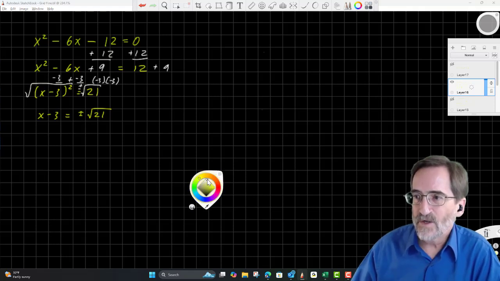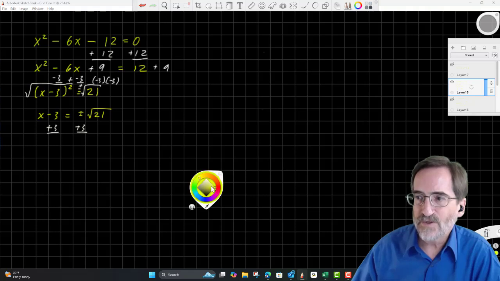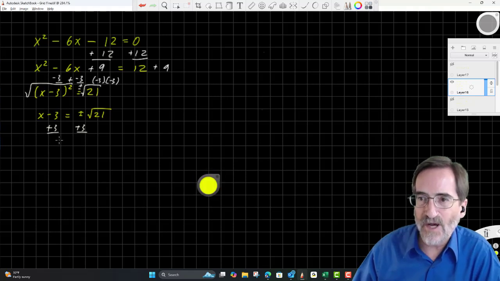But now I'm going to get rid of the minus 3 by adding 3 to both sides. Okay, 3 doesn't have a square root, doesn't have a radical, so if I want to leave my answer exact, I need to write it this way. x equals 3 plus or minus square root 21.